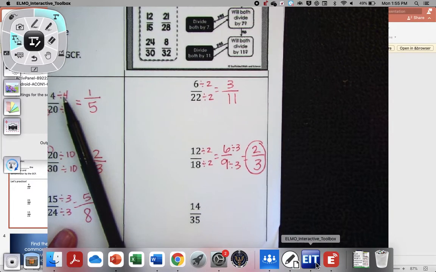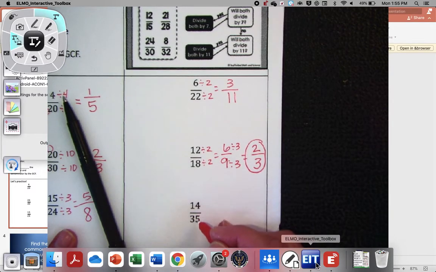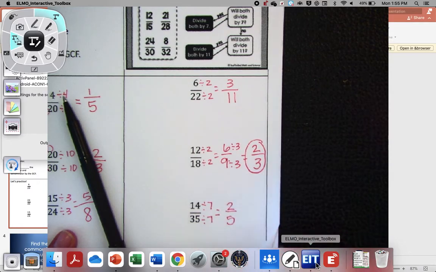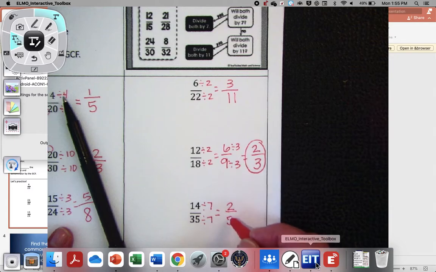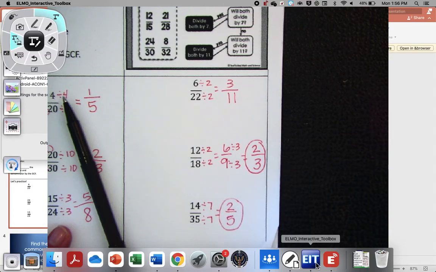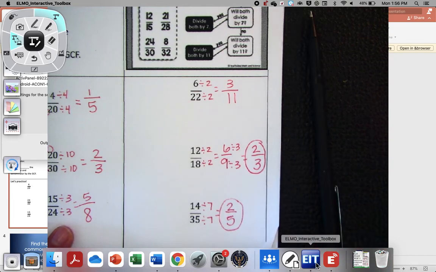Let's try 14/35. 14 and 35 are not even. You can't divide them by 3. You can't divide them by 5. You can divide them by 7 and get 2/5. 2/5 is in simplest form because nothing goes evenly into 2 and 5 besides 1.